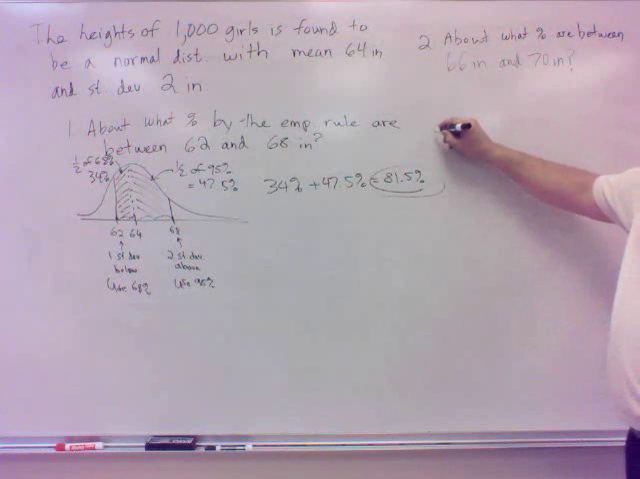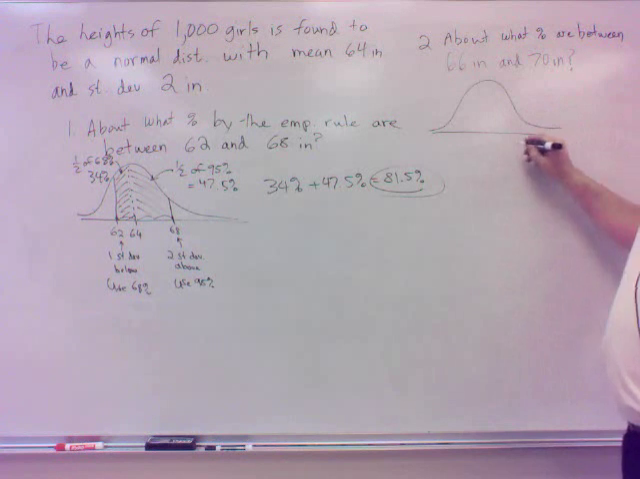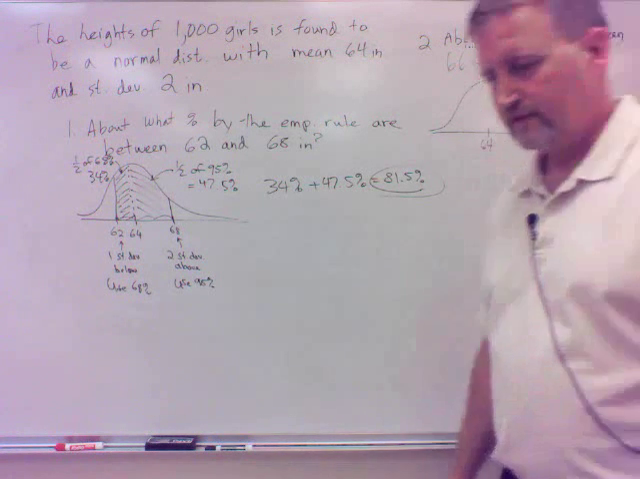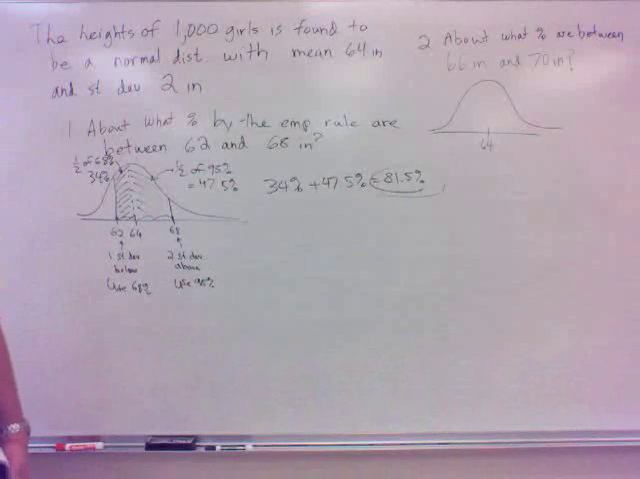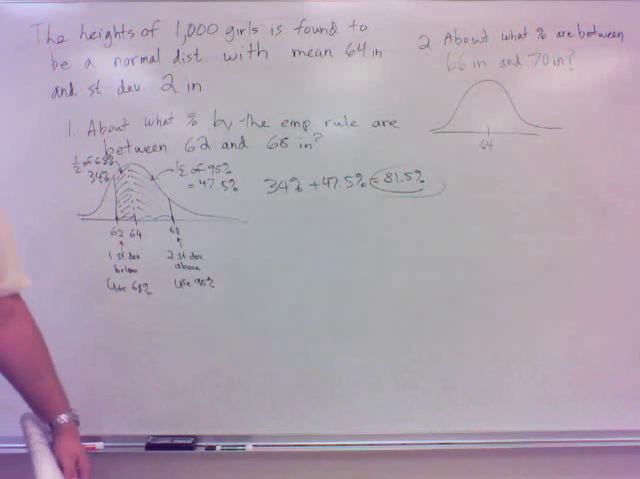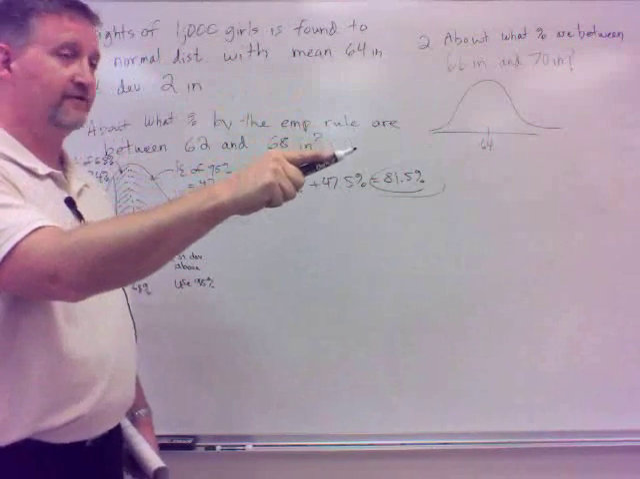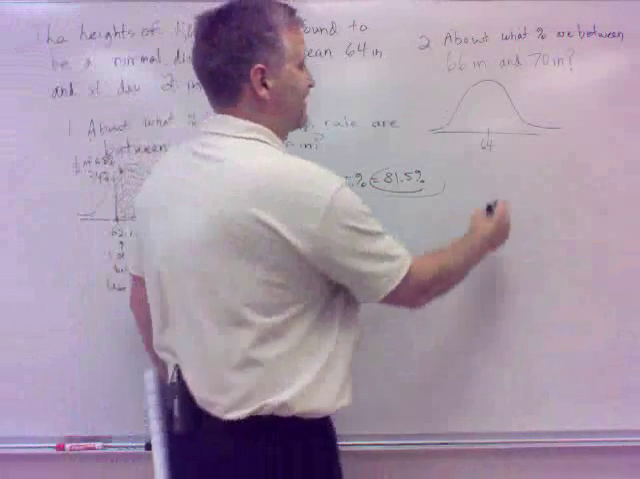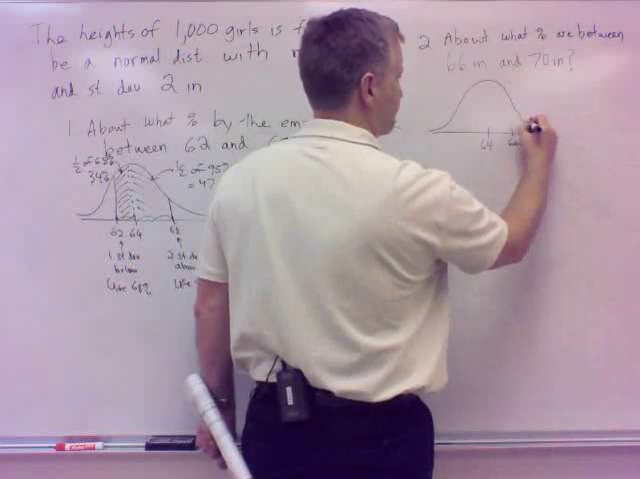Okay, picture. What does the picture look like? Well, you've got 64 in the middle. What's different about this one, though? Where is the 66 and where's the 70? Both of them are over on the right of 64. That's different than what we've encountered yet. I've got 66 over here, and I've got 70 also over here.